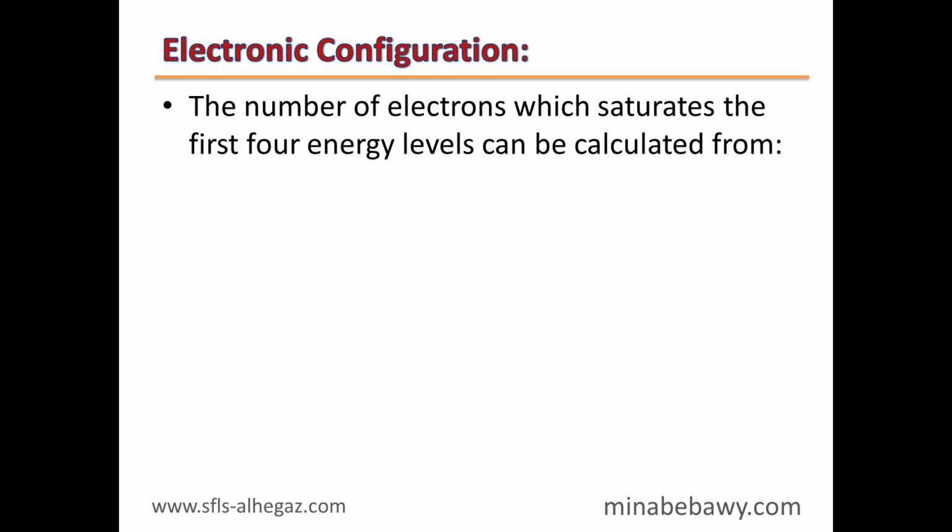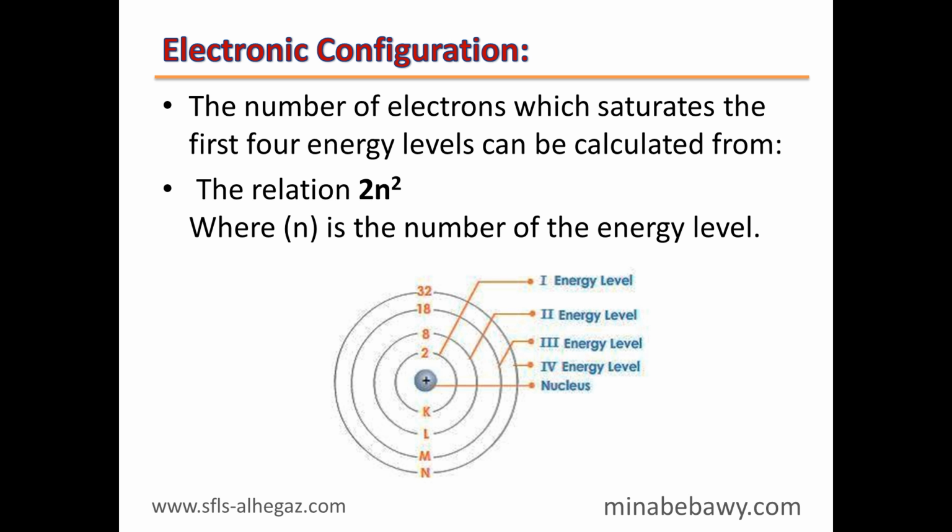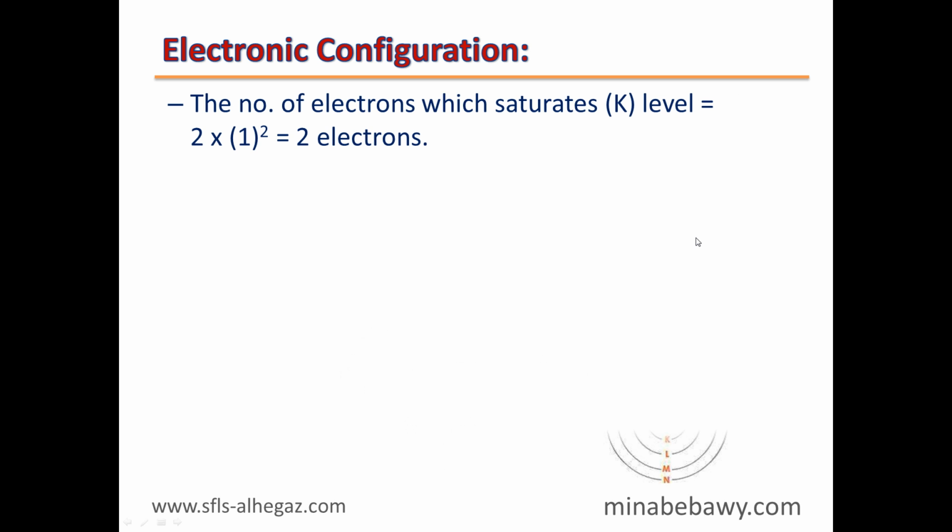Electronic configuration. The number of electrons which fill the first four energy levels can be calculated from the relation 2n squared, where n is the number of energy level. For example, K is the first energy level, so we will replace n for K by 1. L is the second energy level. We'll replace n and we will put 2 in case of L, and so on.